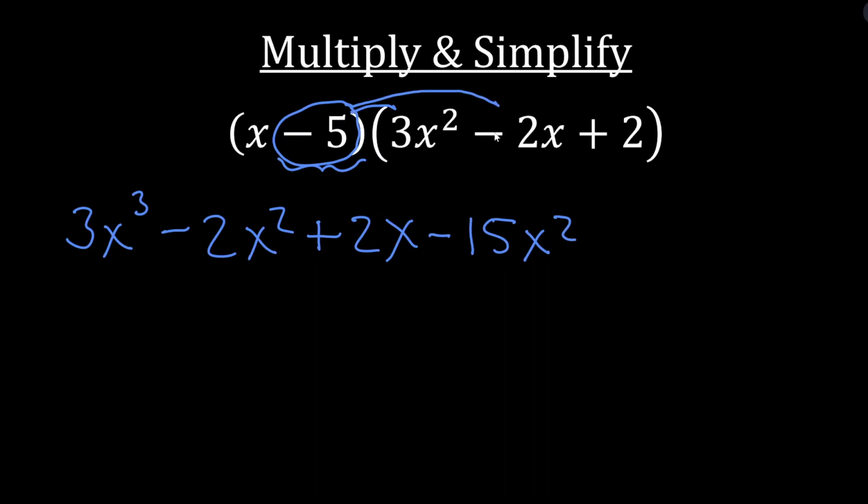Next, this one also has a negative, so this is negative times negative. That's a positive. I can go ahead and write that. 2 times 5 is 10, and then the x is just chilling out in front there. Finally, -5 times +2. Negative times a positive is a negative. 2 times 5 is 10. Boom. We've done this multiply step.